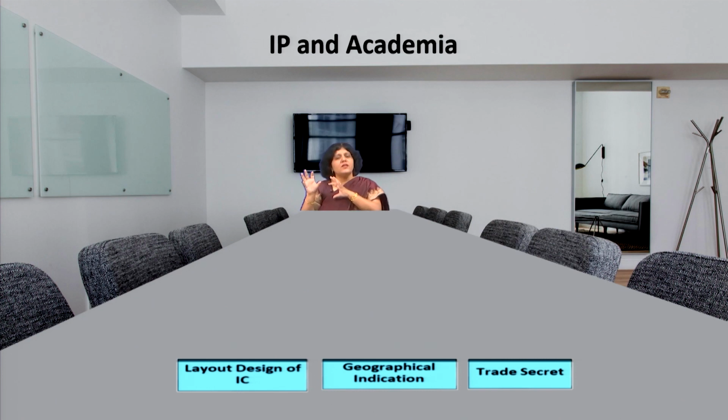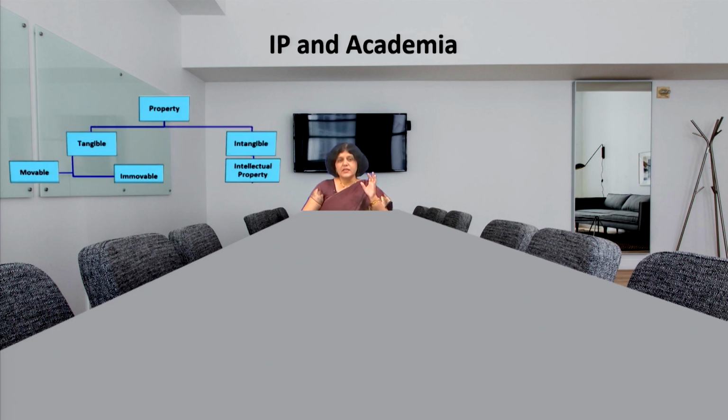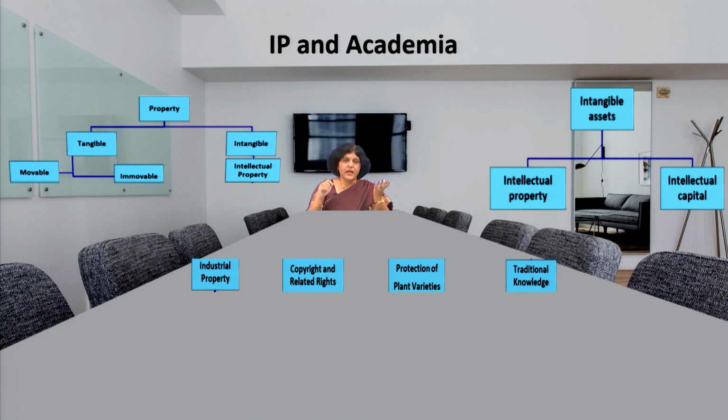So, secret information which is very useful for the business or trade is a trade secret, as the name suggests. Let me summarize: there are 8 types of IP. There is property, and the types we have seen: movable property, immovable property, and then intangible assets, under which we have seen intellectual property and intellectual capital.